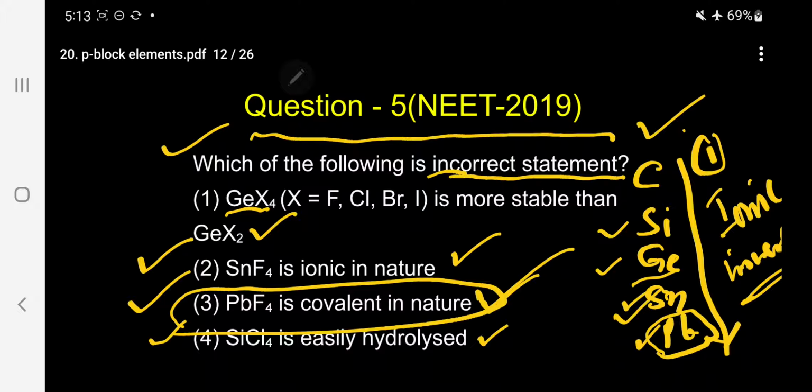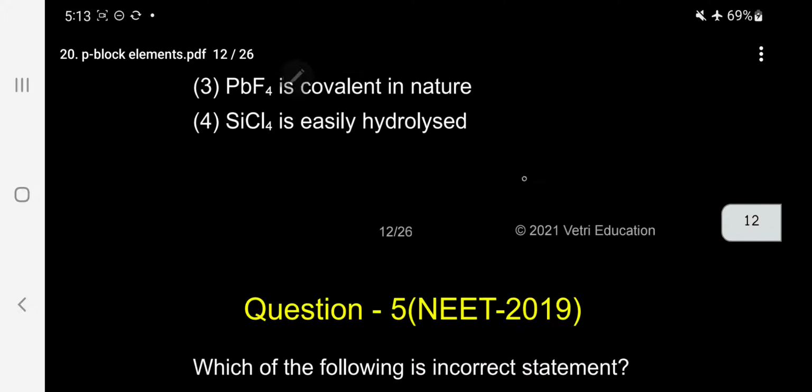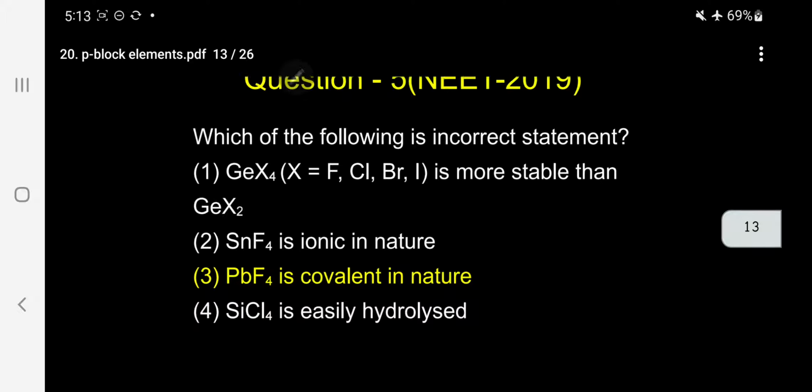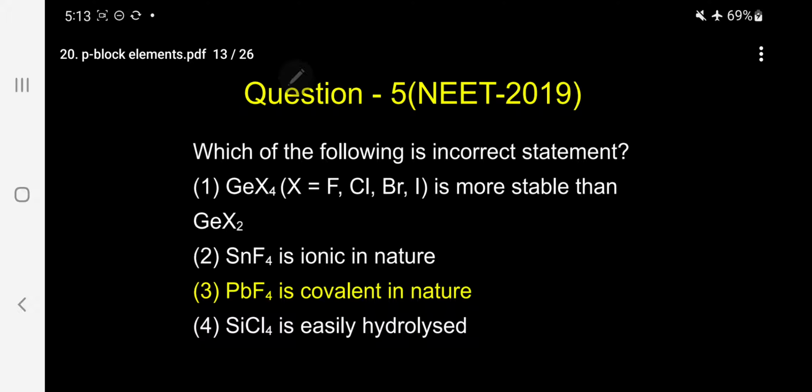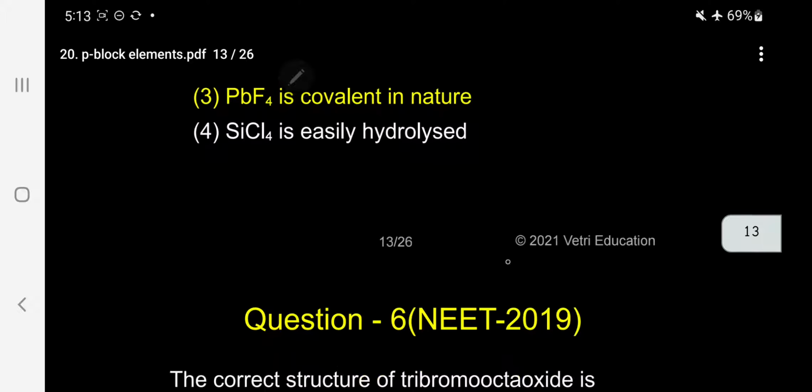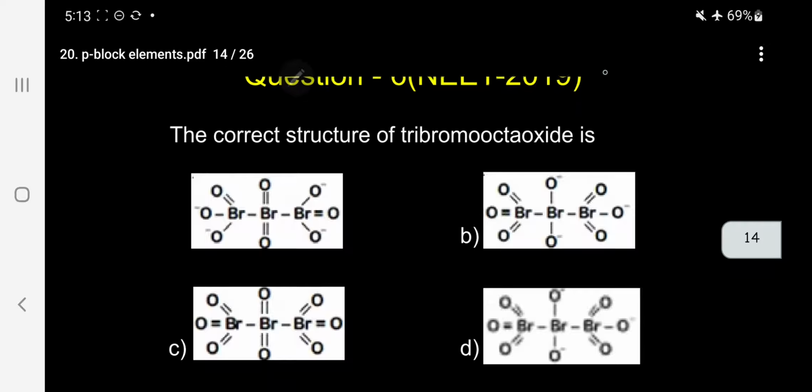Kindly follow. So this is the correct answer. Lead tetrafluoride is covalent in nature? No, it is incorrect. It is ionic in nature. So the answer is 3. Please follow. Next, question number 6.